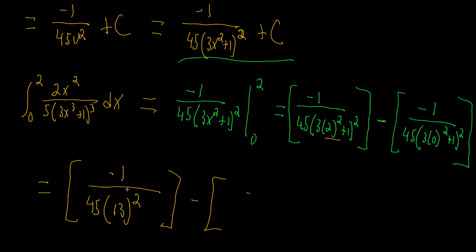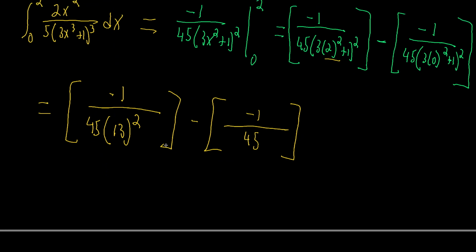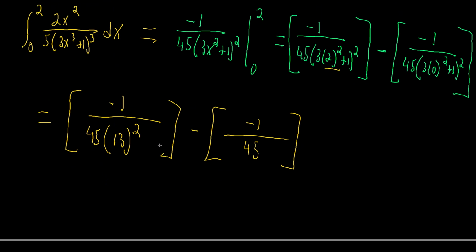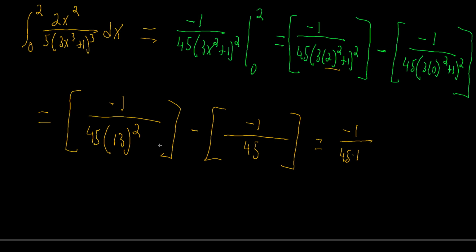Minus, and then this is even easier, -1 over 3 times 0 squared is 0. 1 squared is 1. This is just minus -1 over 45. So I just simplified this down. And you can do it in a paragraph format if you want to. You can do it step by step and show me every single thing. I don't care, whatever you want to do. But the only step left to finish this up is just say, well, this is just -1 over whatever 45 times 169 is.